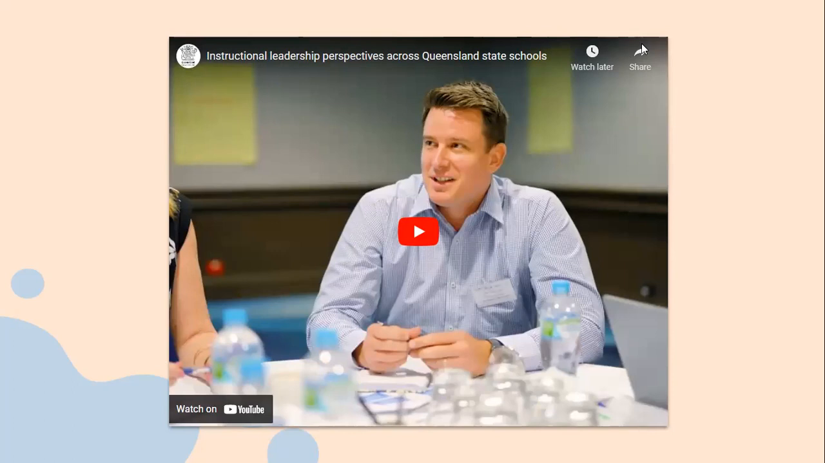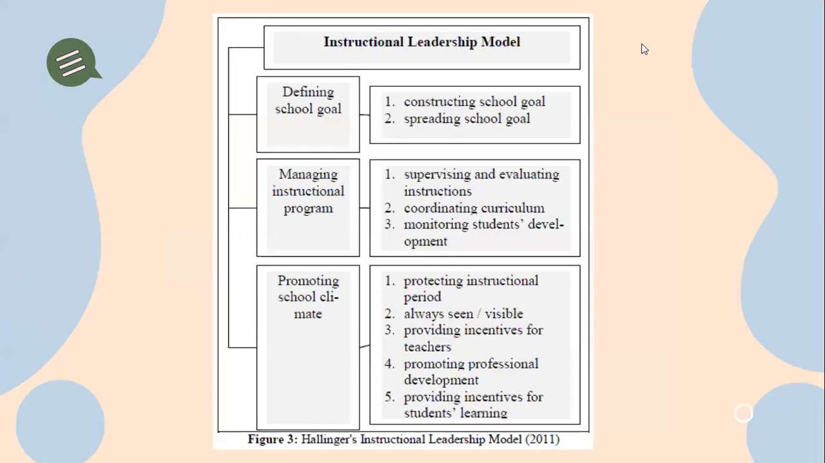What I really liked from that perspective was the emphasis on instructional leadership being a leadership model that needs to be practiced by all school leaders. And the reason is that when all school leaders do that, it's essentially going to drive the schools towards excellence, which is the end goal here.